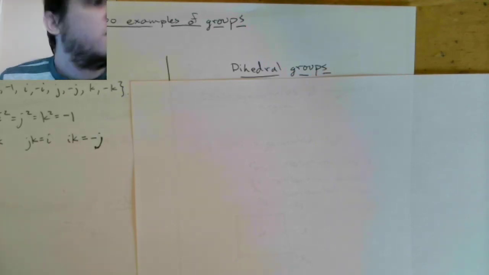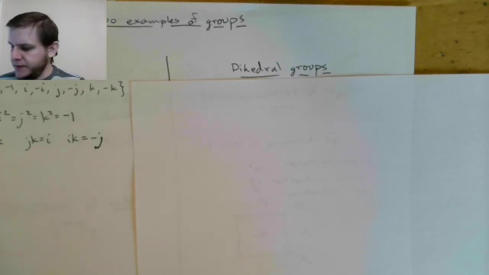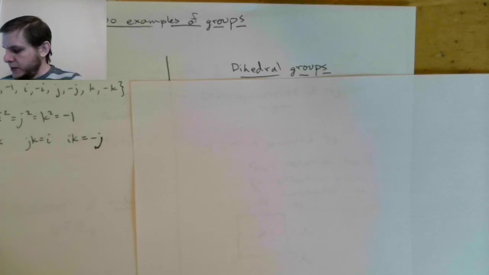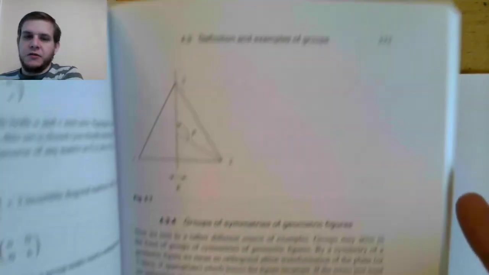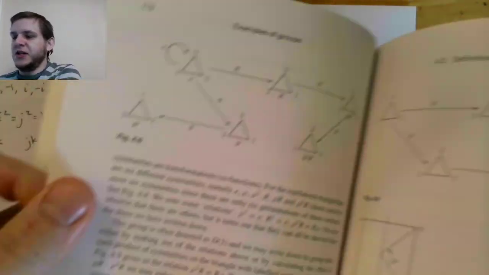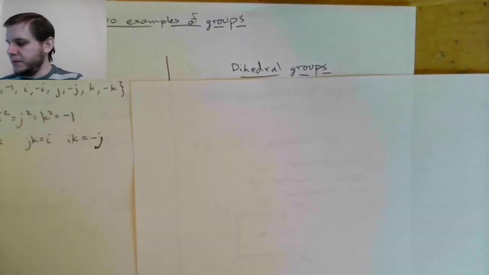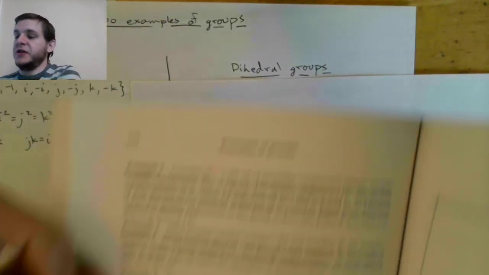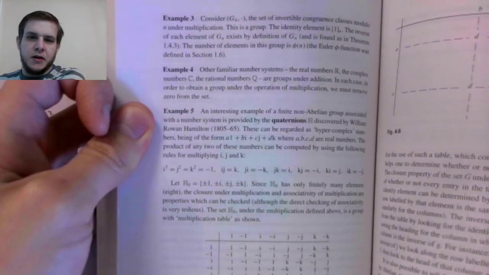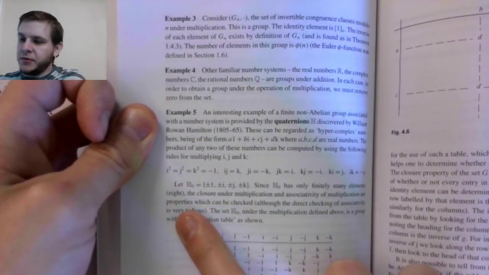This is actually covered in chapter 4. I think it's section 4.3. So are the quaternions, actually. That's also covered in section 4.3. So it's this section 4.3.4, groups of symmetries of geometric figures, and this has information on the dihedral group. I'll be focusing on the dihedral group of a square, which we'll be talking about in just a second. There's also the quaternions, which are discussed just a few pages previously. So this is the quaternionic group.